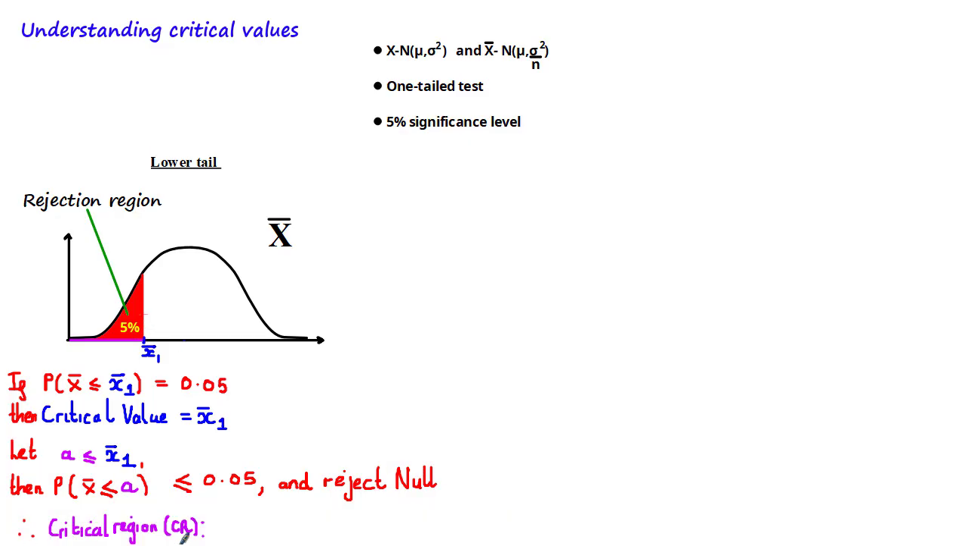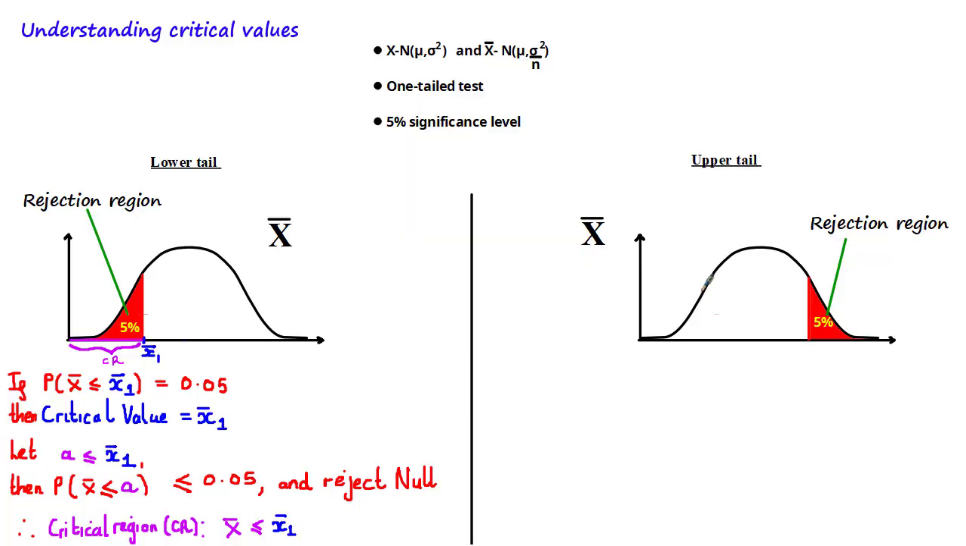The critical region in this case, illustrated by this region, would be defined as the set of observed values that are less than or equal to x bar sub 1, the critical value. If we were conducting a one-tail test on the upper tail, well, to find the critical value, we would need to find the value where the probability of getting that value or anything more would be exactly equal to 0.05.